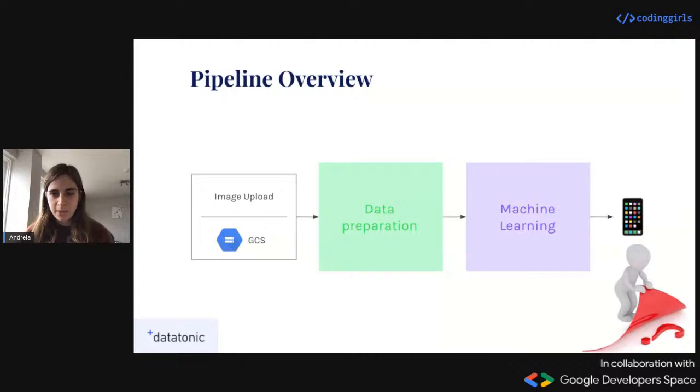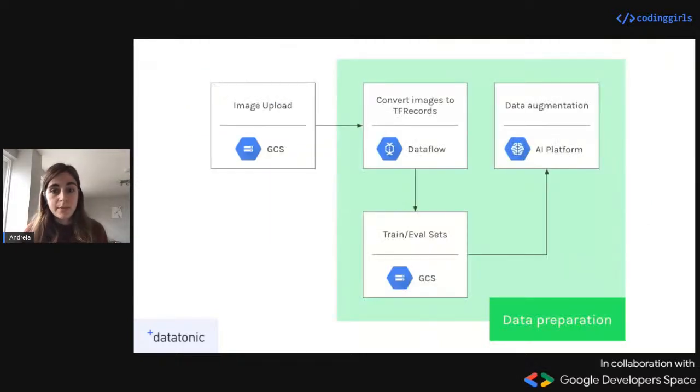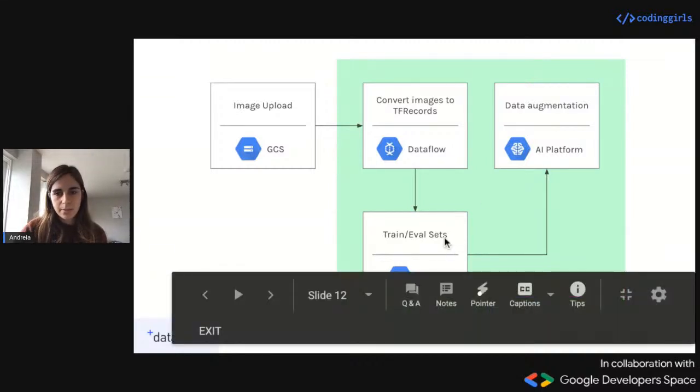Otherwise, we'll deep dive on each of these steps now. So the data preparation first. Our images were stored in Google Cloud Storage, and they were fed into a Dataflow pipeline. This pipeline was mostly converting images into TensorFlow records, so that the model could then use the images in this format. These transformations were done both in the train and the evaluation sets, which were then stored in Google Cloud Storage. So this step here.